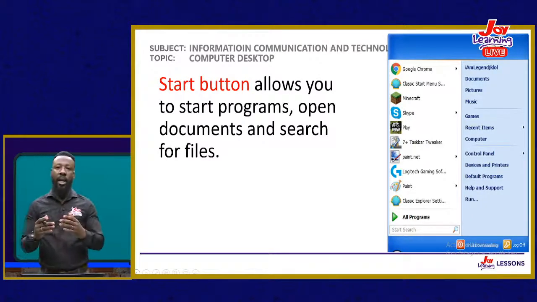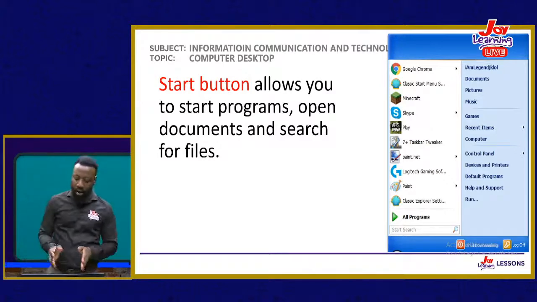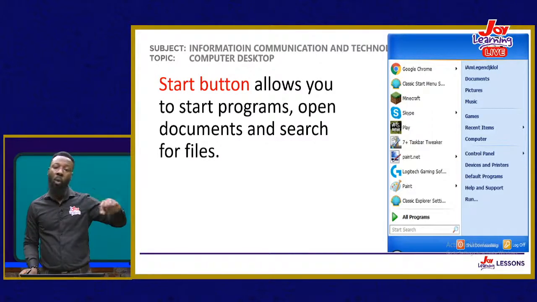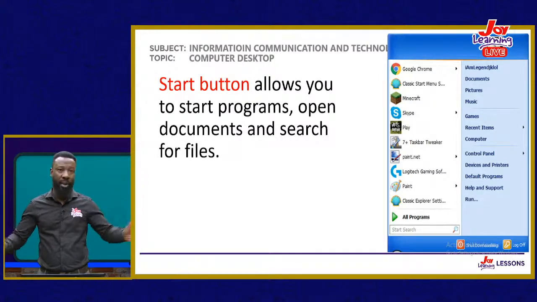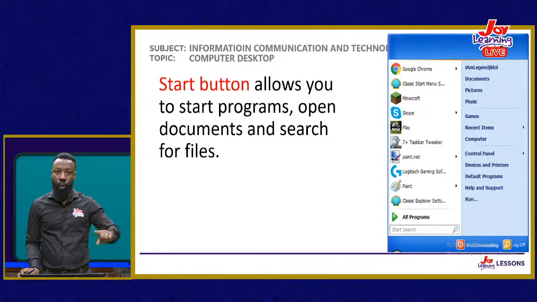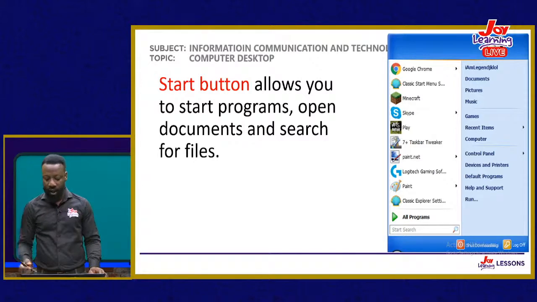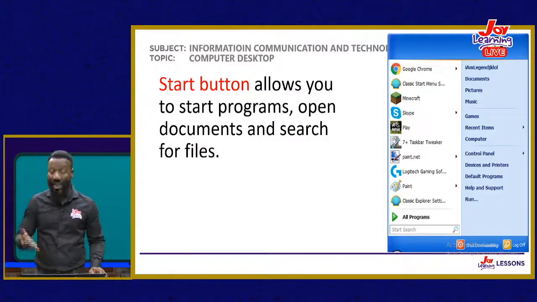Now, in Windows XP, the first pane, where we have Google Chrome, the classic menu, Minecraft, and all those things, is where you have all the programs that you have opened within a specific time. That's around 6 days. Then we have all programs, where all the installed programs can be found. We'll look at their definitions also, so don't worry. We have the shutdown, we have the log off. Then to our right we have folders that we can also access: my documents, pictures, music, games, recent items.